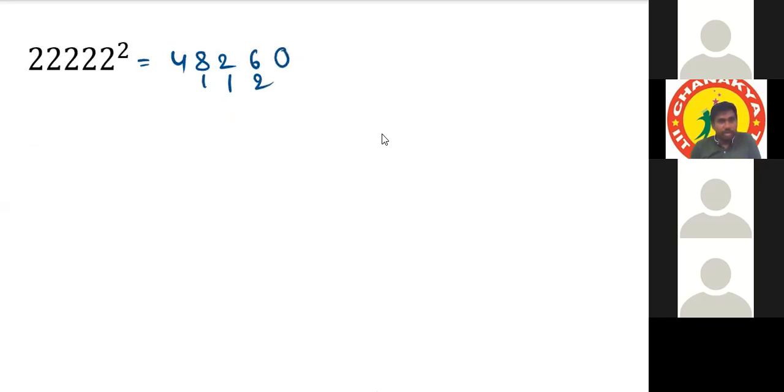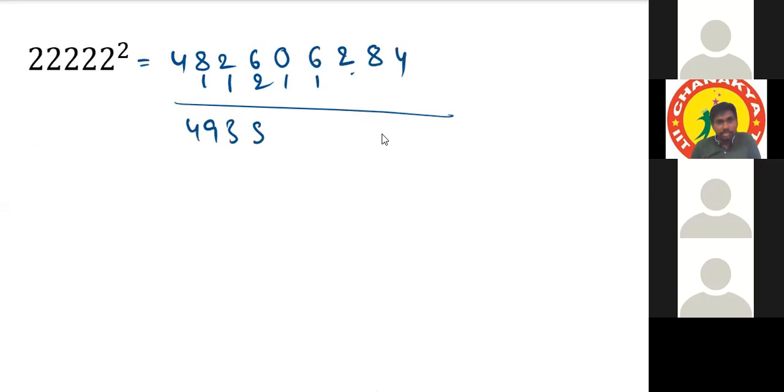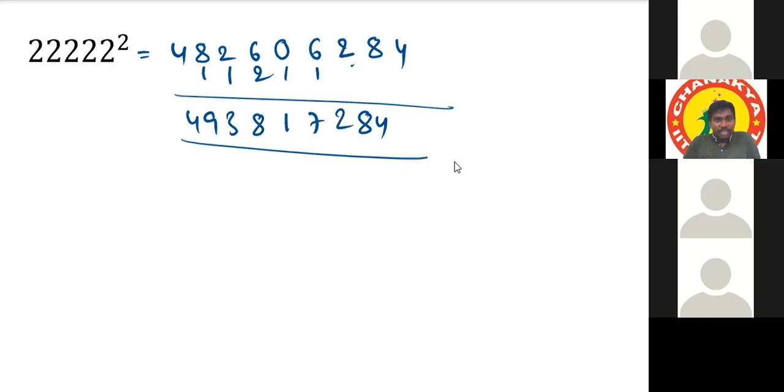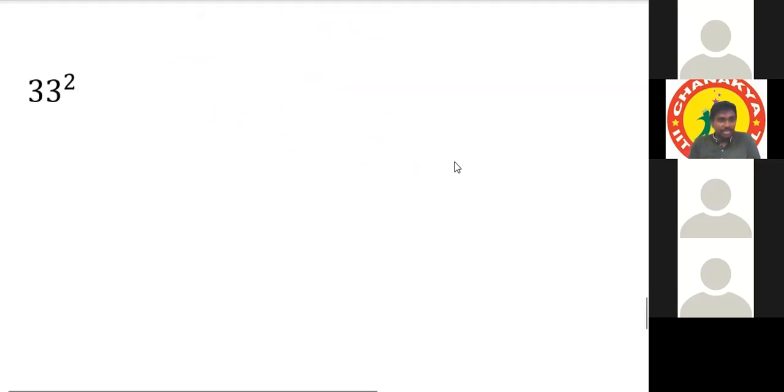Now the number of 4s is over. Again 16, again 12, 12, 8, 8, and then 4, 4, 4. After balancing, the answer is 4, 9, 9, 3, 8, 1, 1, 7, 7, 2, 8, 4. Is it not easy? It's easy. What if there are three series?